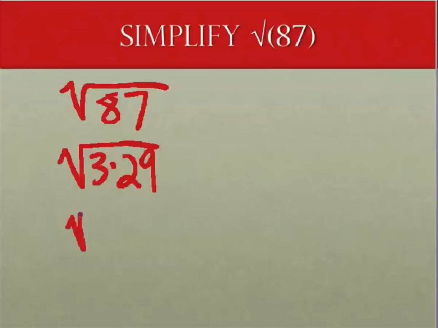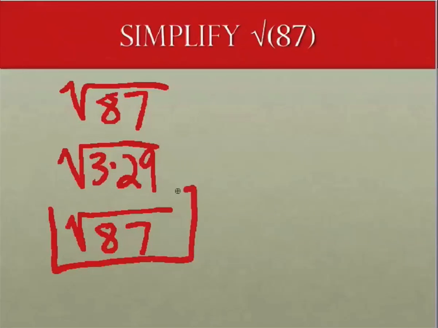So the square root of 87 simplified is exactly that. It's the square root of 87. That would be the final answer. So if you recognize this right away, you don't have to do any more work. But if you don't, you do have to break it down into its prime factorization and show why it cannot be broken down anymore.